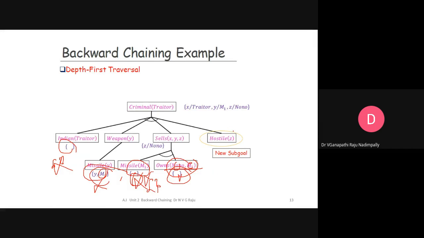Now, finally, because we are using depth first search, each and every tree node has to be visited. Hostile of Z has to be proved. This is my next sub goal. Will you agree?